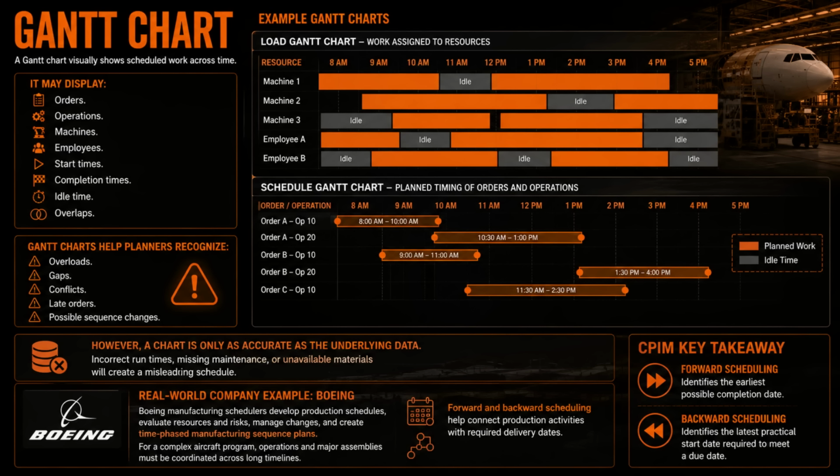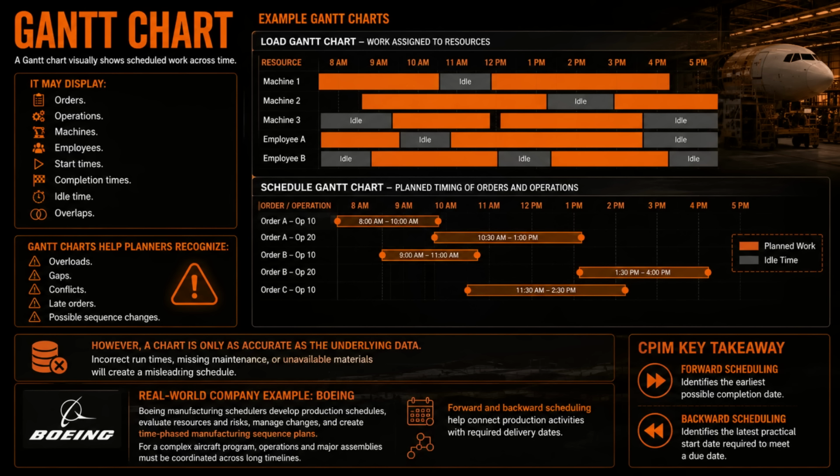Gantt chart. A Gantt chart visually shows scheduled work across time. It may display orders, operations, machines, employees, start times, completion times, idle time, overlaps. A load Gantt chart shows the work assigned to resources. A schedule Gantt chart shows the planned timing of orders and operations. Gantt charts help planners recognize overloads, gaps, conflicts, late orders, possible sequence changes. However, a chart is only as accurate as the underlying data. Incorrect runtimes, missing maintenance, or unavailable materials will create a misleading schedule.